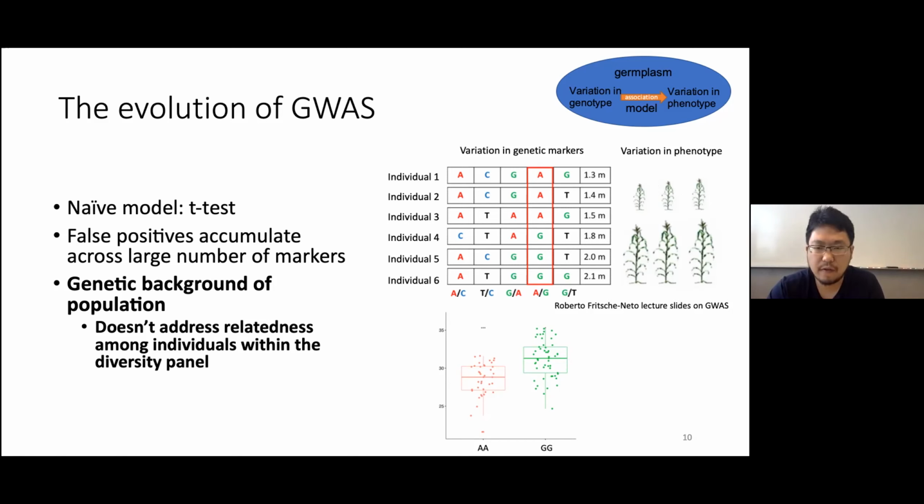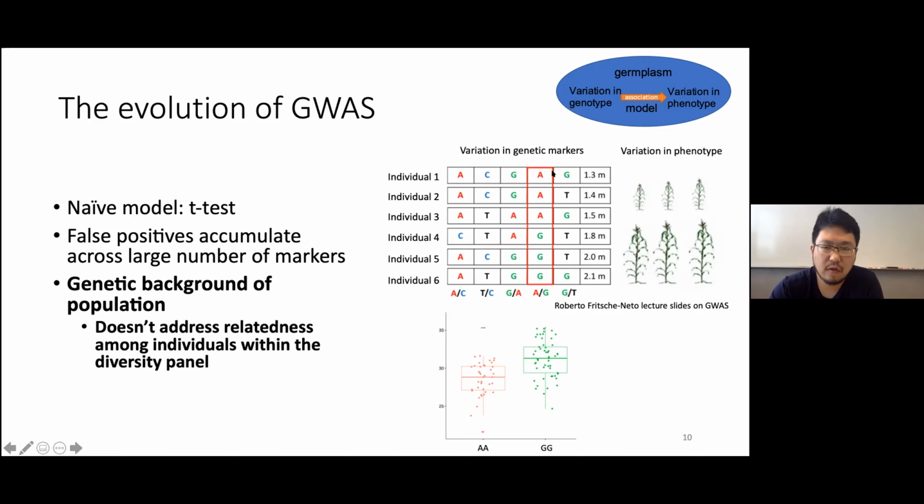And if the t-test result is significant, then we can say that this marker here is associated with plant height. And we can go through this process for all the markers, all the positions with genotypes. There are two major problems with this naive model. The first one is that false positives accumulate across a large number of markers.